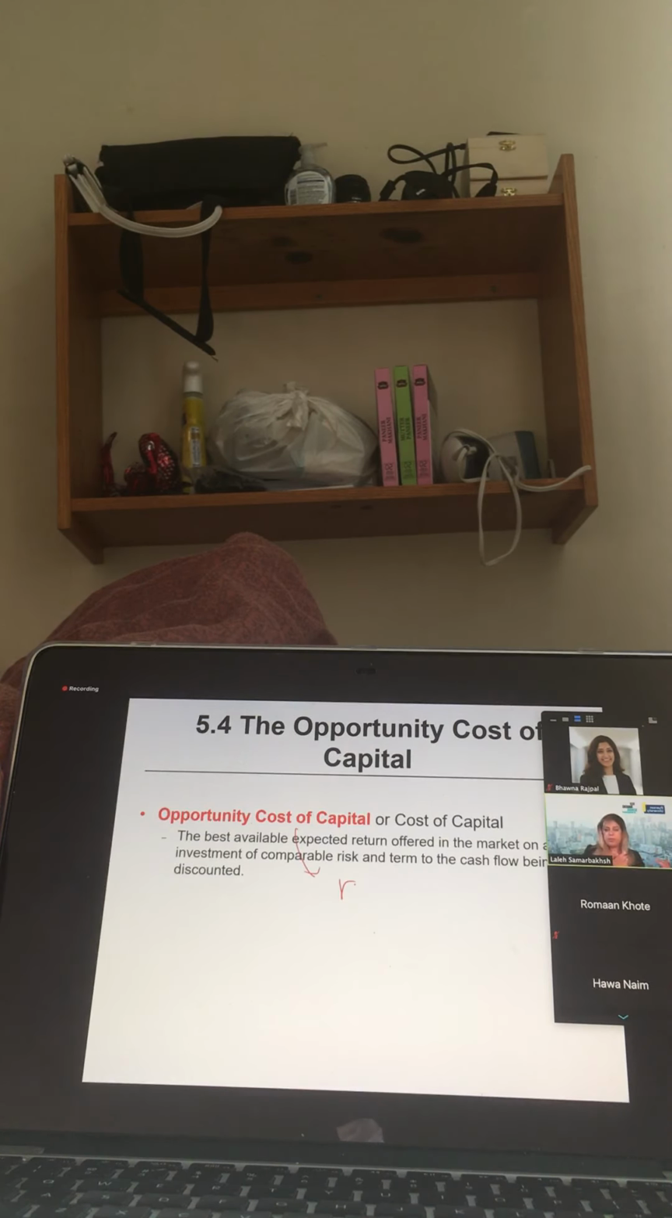In the previous ones, when I talked about yield, this was specific to government bonds and such. When I say opportunity cost of capital, it is basically the rate that companies should borrow at, that you and I can borrow at, or can basically invest at. So this is opportunity cost of capital.